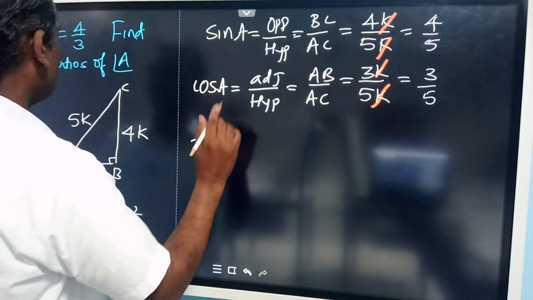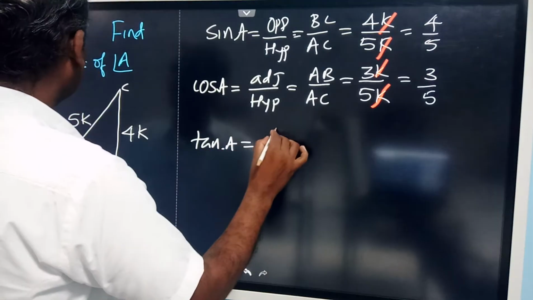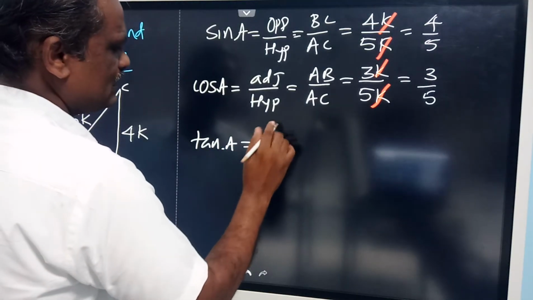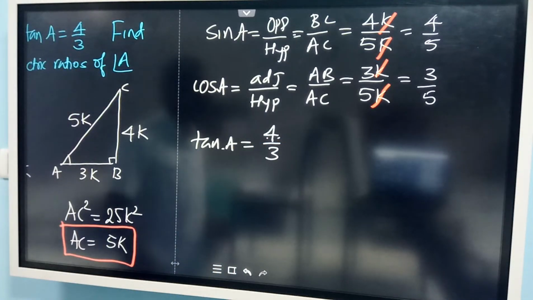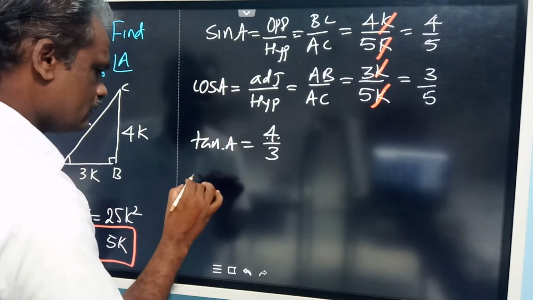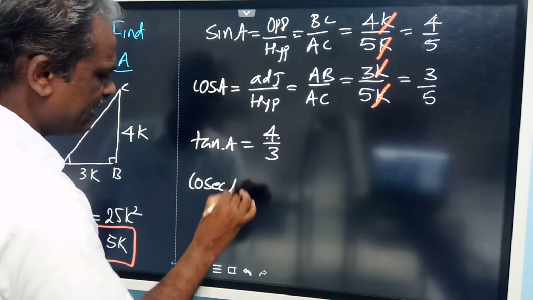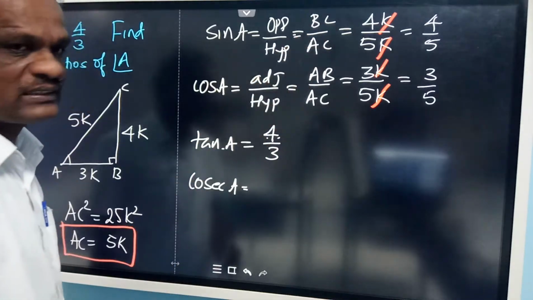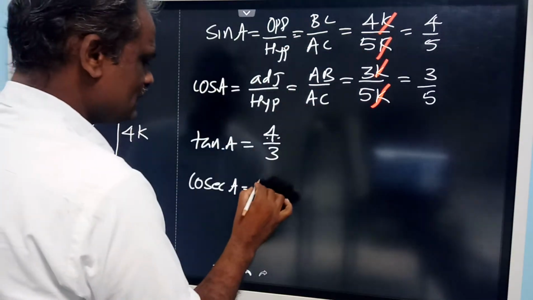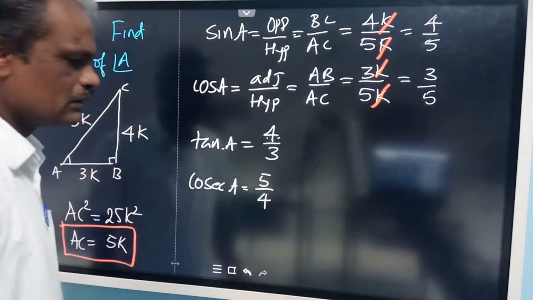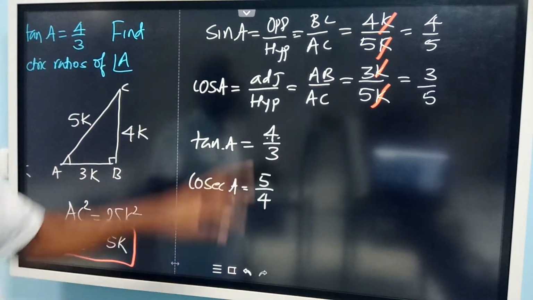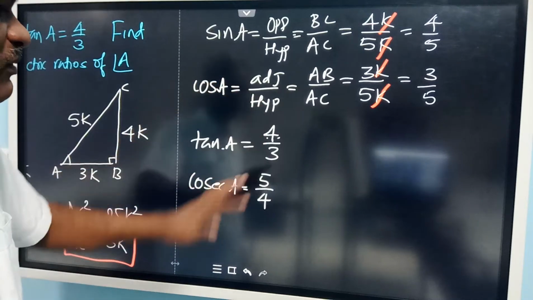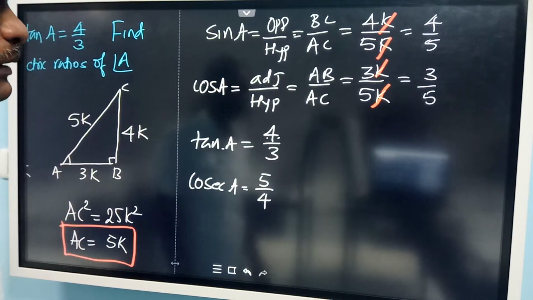Tan A is given already, 4 by 3. It is given in the question itself. The remaining are the reciprocals of these. So the fourth one is cosec A. It is the reciprocal of sin A. So 4 by 5 means you can write 5 by 4. It is nothing but hypotenuse divided by opposite side. Hypotenuse here 5, opposite will become 4.